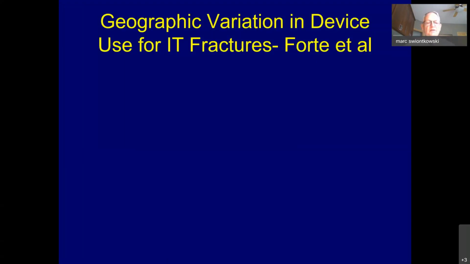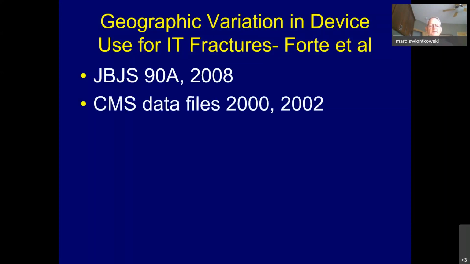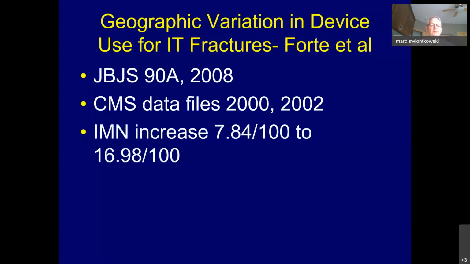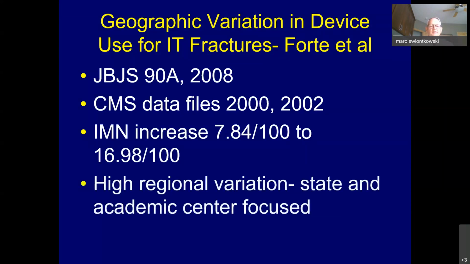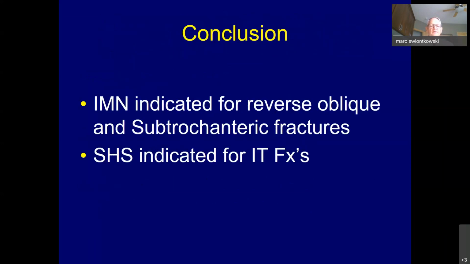The last slide is geographic variation for the use of sliding hip screws versus intramedullary nails. I was a co-author on this. This was published 13 years ago. We looked at the Medicare files, which is our national insurance for our elderly population. We showed that the intramedullary nail use increased substantially over the time frame of this study, and that there's high regional variation, primarily around academic centers.